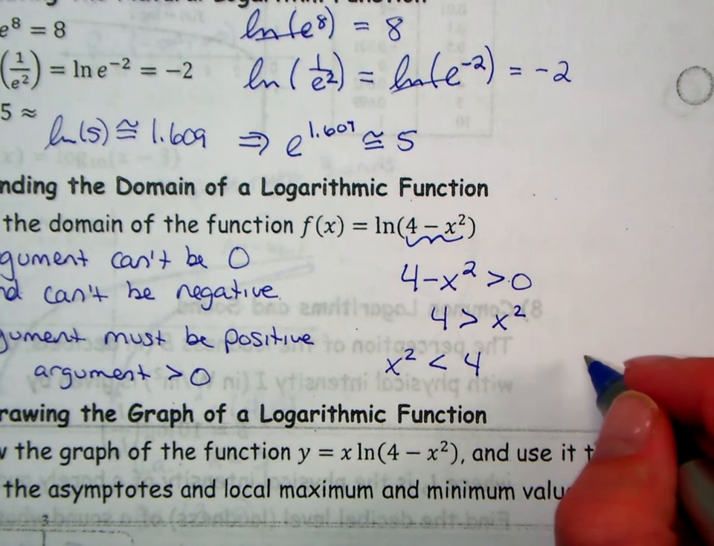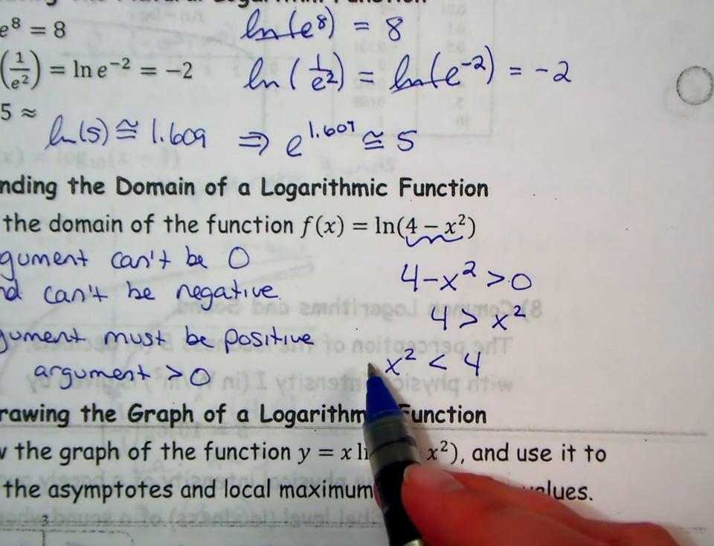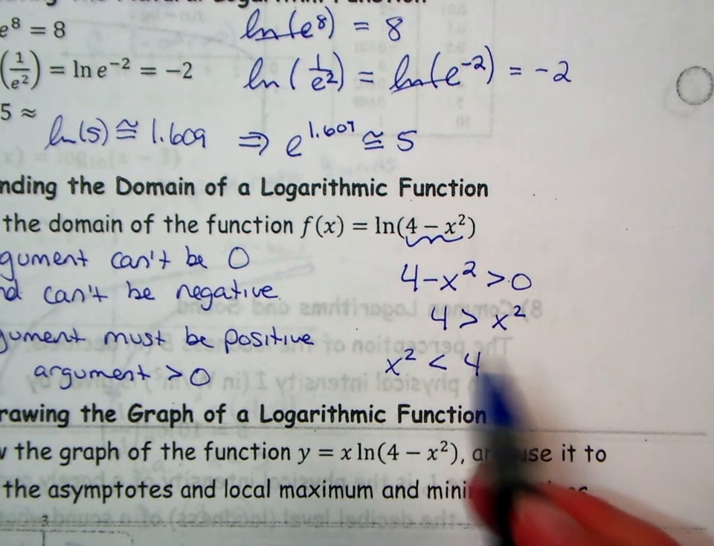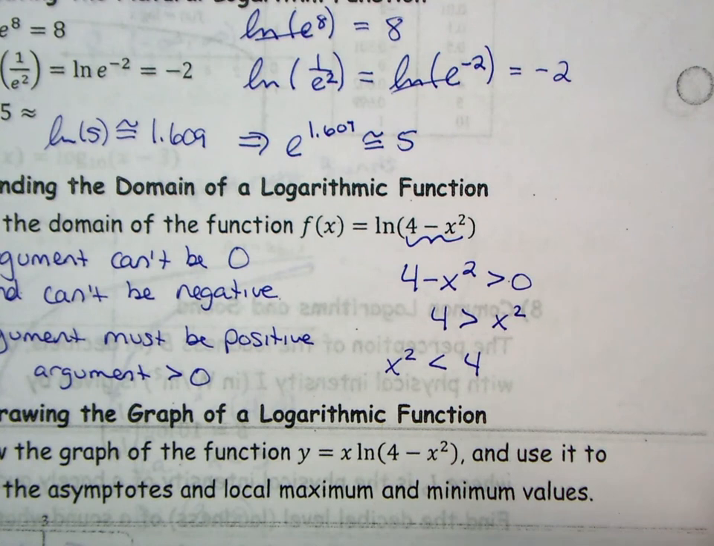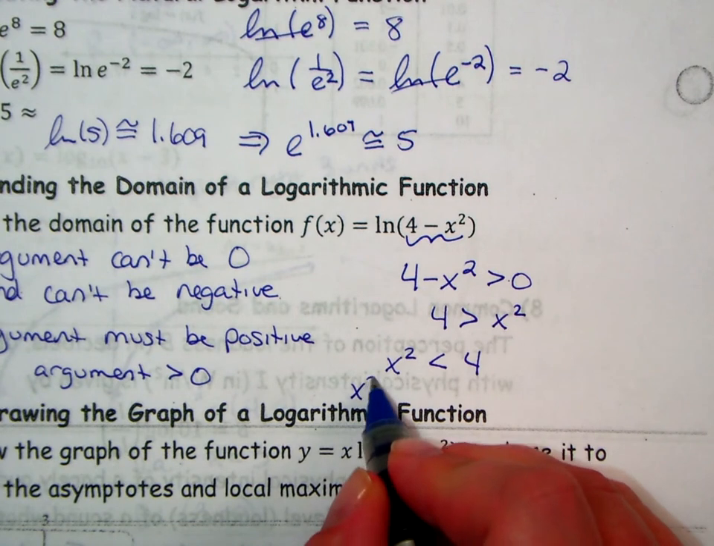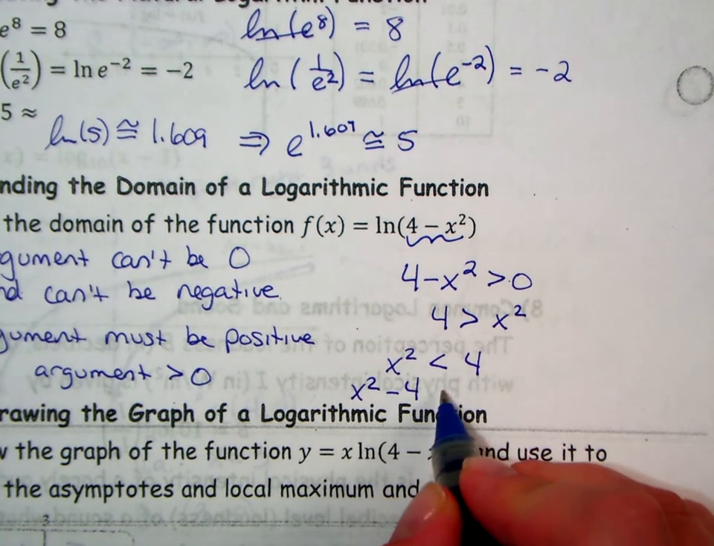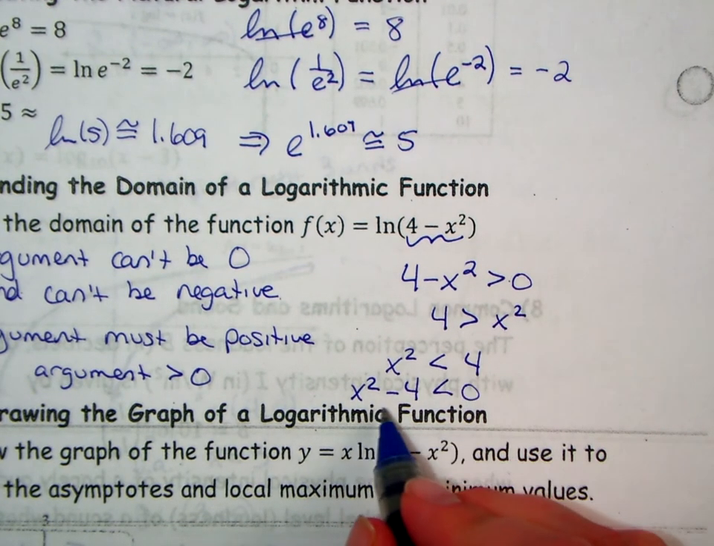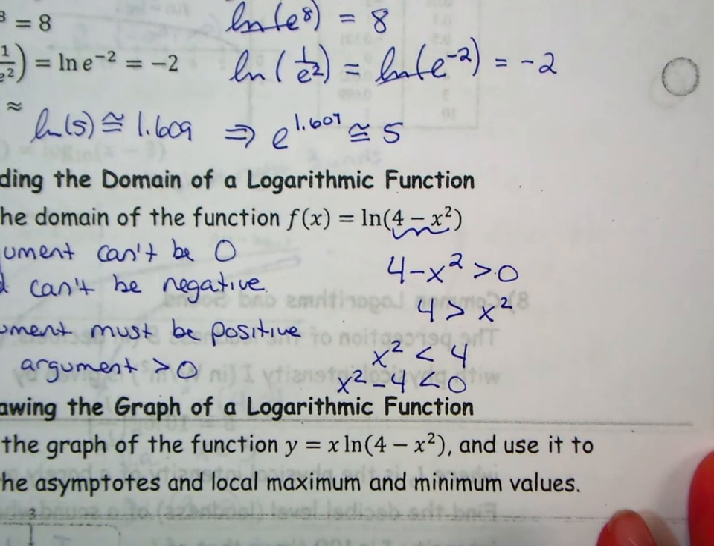Now, how can we solve that? You don't want to just take the square root, right? You kind of need to do some other work here. So let me bring the 4 back over. I want to know where x squared minus 4 is less than 0, right?